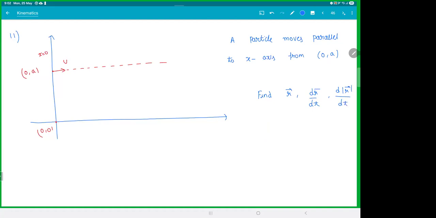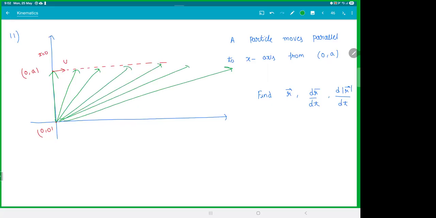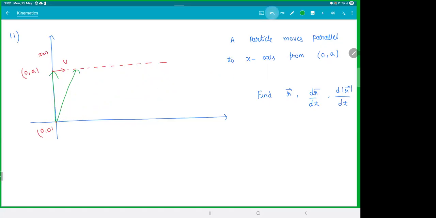In the previous case, it was 0. Here it won't be 0. Why? See this. Initially, this is r bar. As the particle is going, this is r bar. This is r bar. This is r bar. Can you see now the length of the vector is changing? So here, the magnitude of r bar is changing. As the particle is going, the r bar vector is continuously changing. So the main question in this is d mod r by dt.